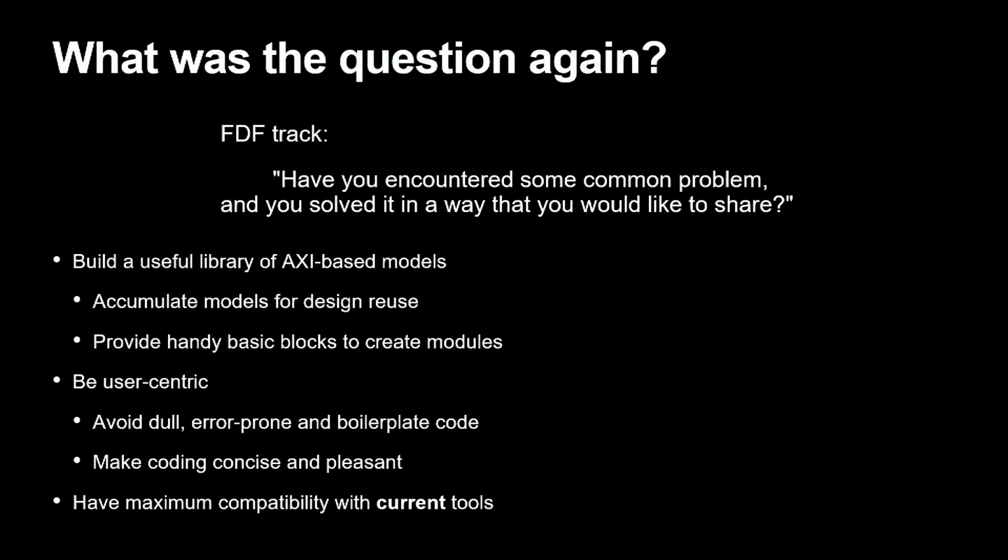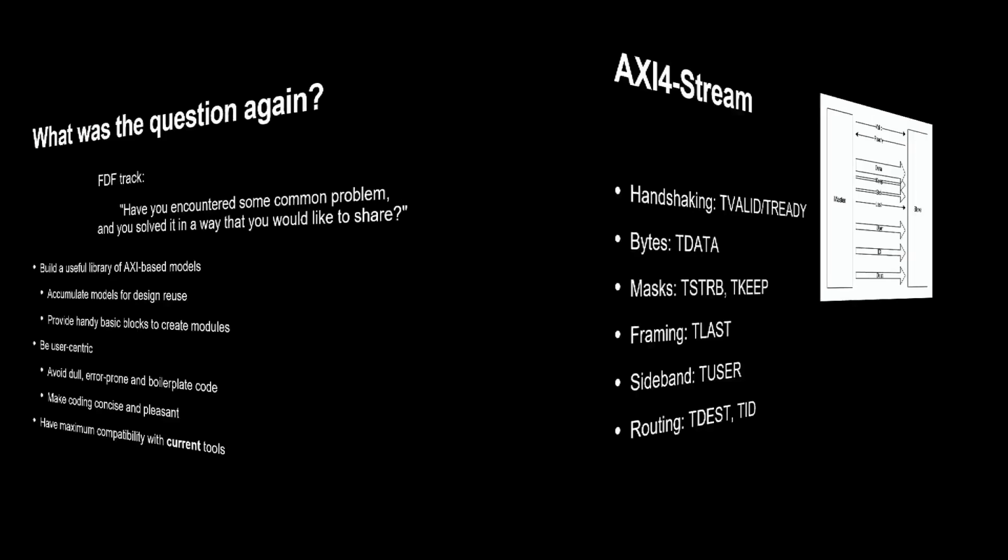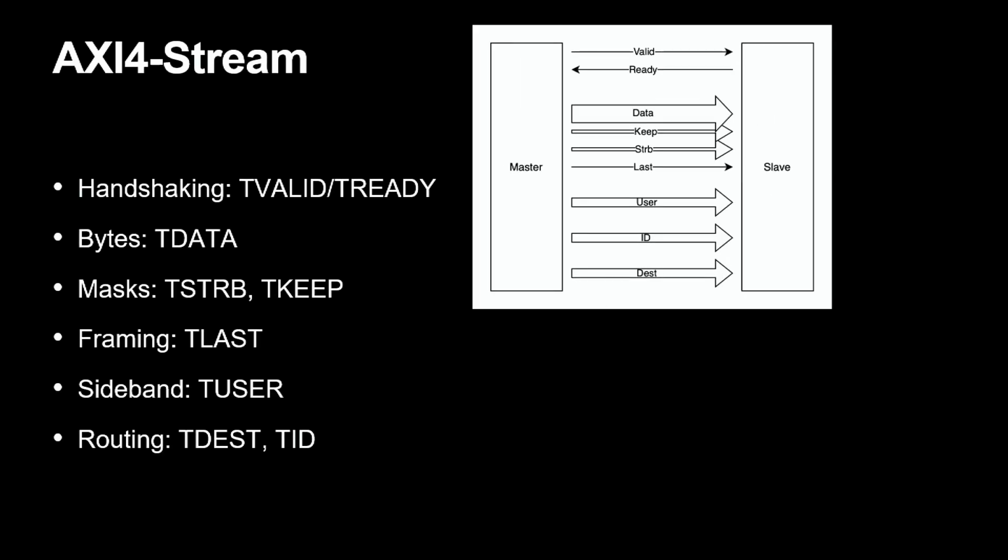So my problem was to build a set of AXI-based models in a way we can reuse them in the long term, and to be user-centric, because as it's engineered as a software project, I try to build a library in terms of reusable code snippets. And of course, have compatibility with all the current tools, because I want to go to hardware today, not with some crazy language feature we'll have in 10 years in tools. So let's start with AXI Stream.